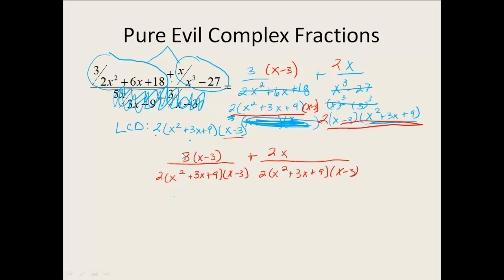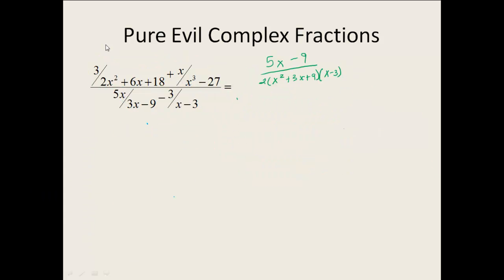Now I need to go ahead and simplify. So I need to distribute my 3 out. So I would have 3x minus 9. And I need to add that to 2x. So I really end up having this whole thing as 5x minus 9 over my common denominator. Okay, that is only the numerator of our problem. So what we have to do now is go back and focus on the denominator. Now that we have the numerator done, we can ignore that. And now we have to do the same type of process with the denominator.